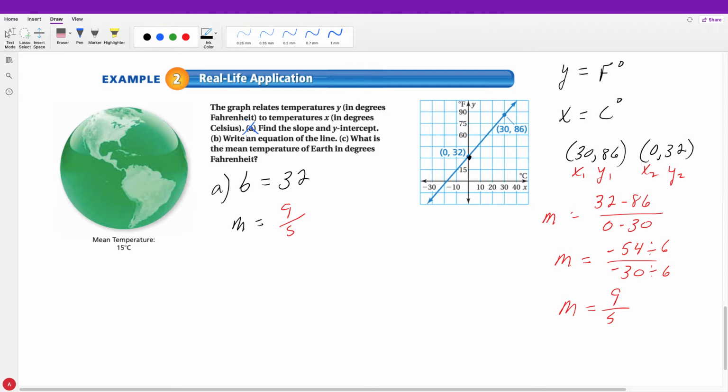All right, so we went ahead and solved for A. For B, it says write the equation of a line. So we know it's going to be y is equal to, our slope is 9 over 5x, and our y-intercept is 32. So 9 over 5x plus 32. So we solved that one.